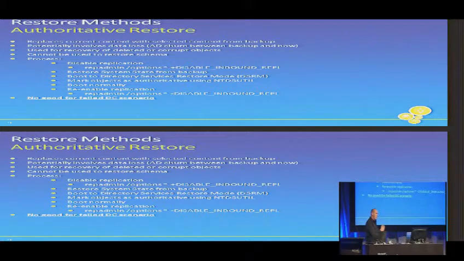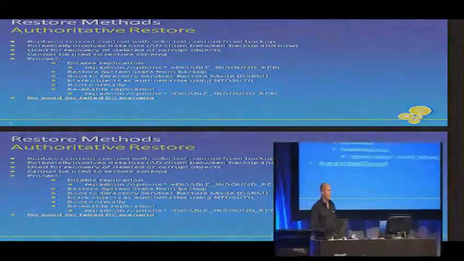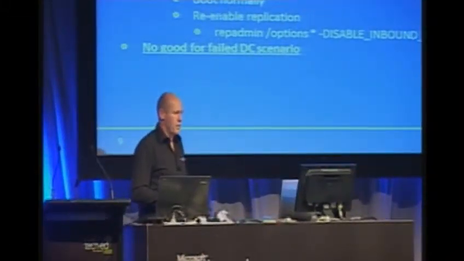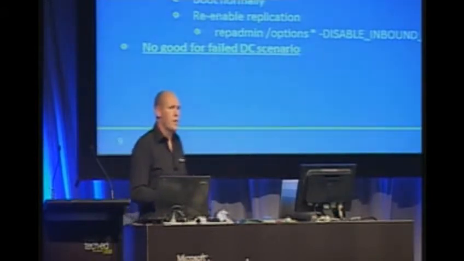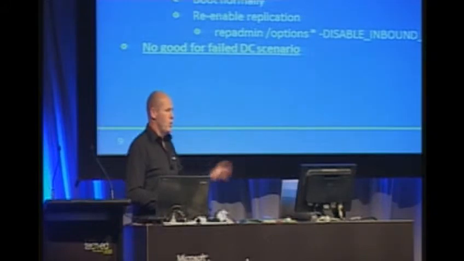But don't forget that the objects you've got within AD may have been changed on other domain controllers in the meantime. So they may have had a telephone number change or maybe been deleted even at some point. So you need to be aware that there may be some data loss as part of an authoritative restore. So as I say, it's typically used for recovering in scenarios where you've deleted objects or they've become corrupt in some way.